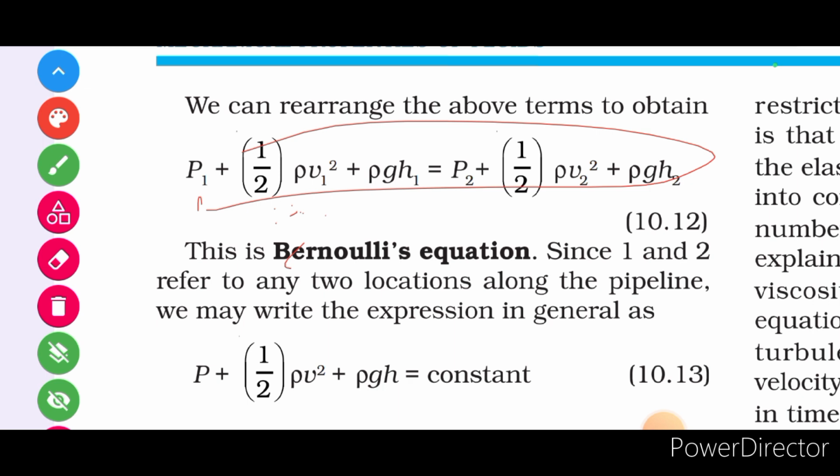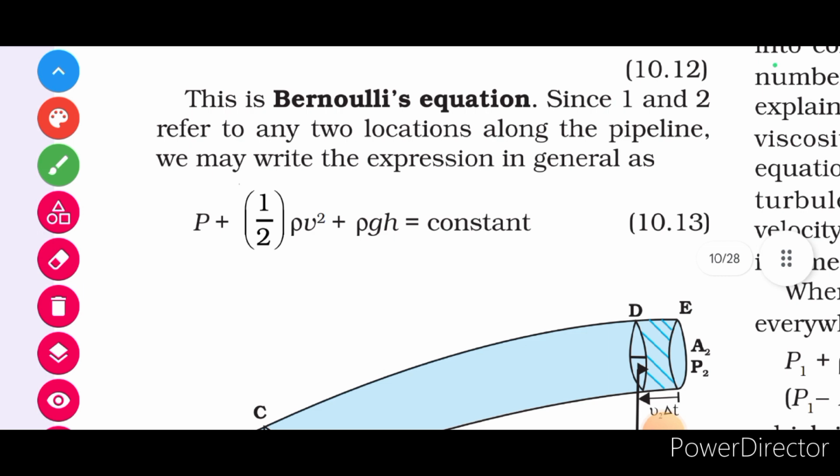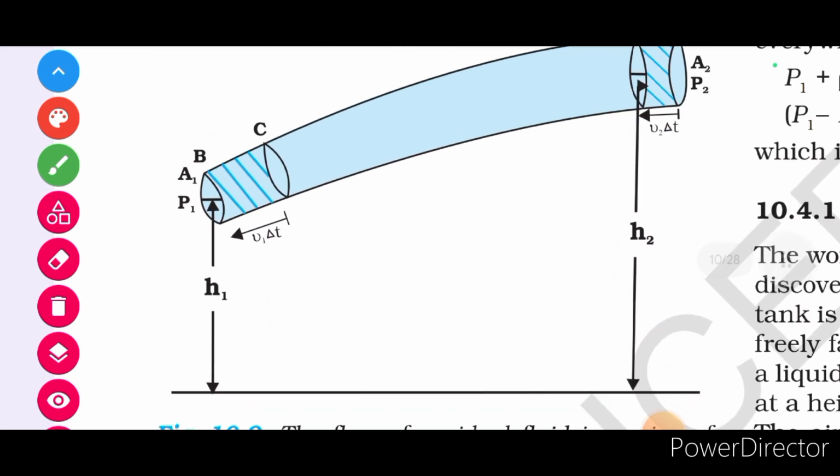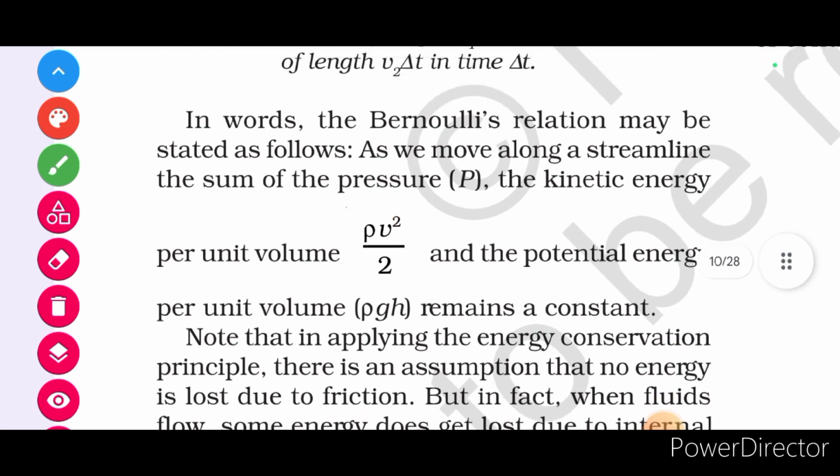So kinetic energy per unit volume plus potential energy per unit volume is a constant. It is a very important theorem. We will see a lot of applications, and we'll discuss that.